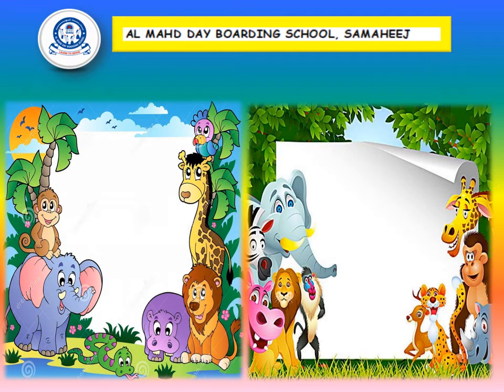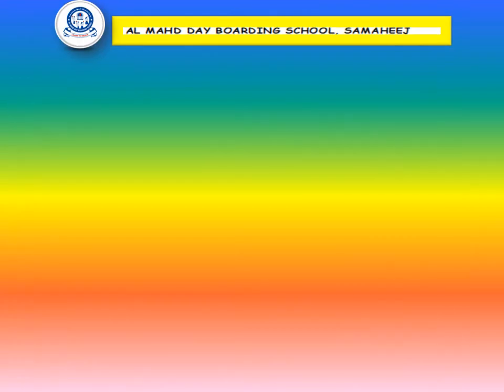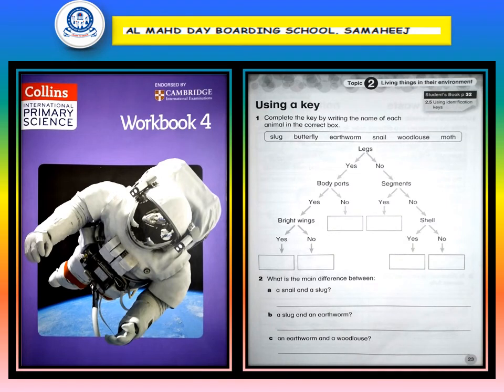After completing the activity on your student book, do the task 4. What you're going to do? You need to complete the workbook activity on page 23. For your workbook activity, you need to complete the activity on page 23. First, complete the key by writing the name of each animal in the correct box. You have there the list of animals inside the box: a slug, butterfly, earthworm, snail, woodlouse, and moth.